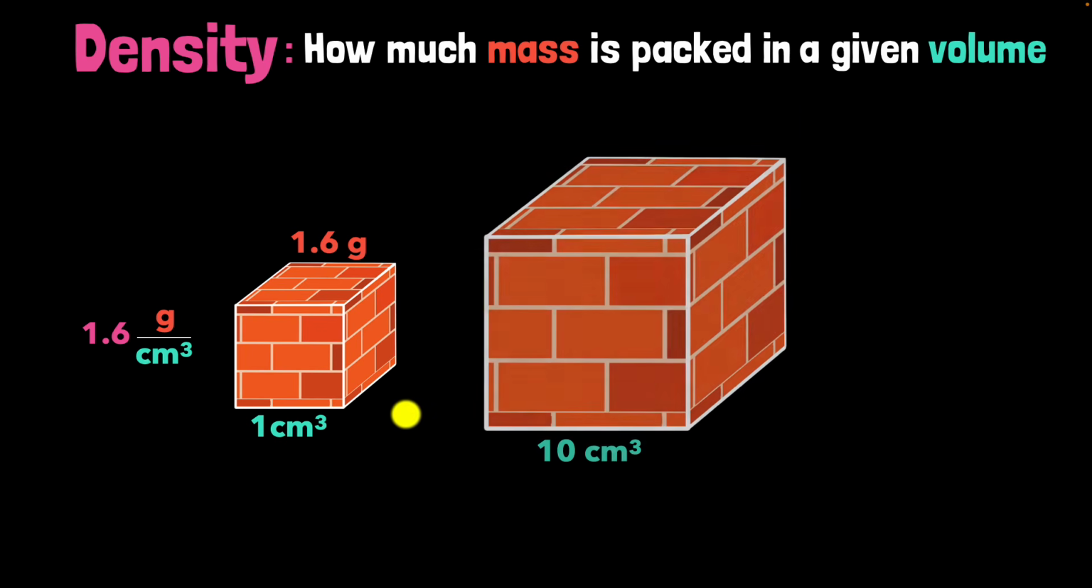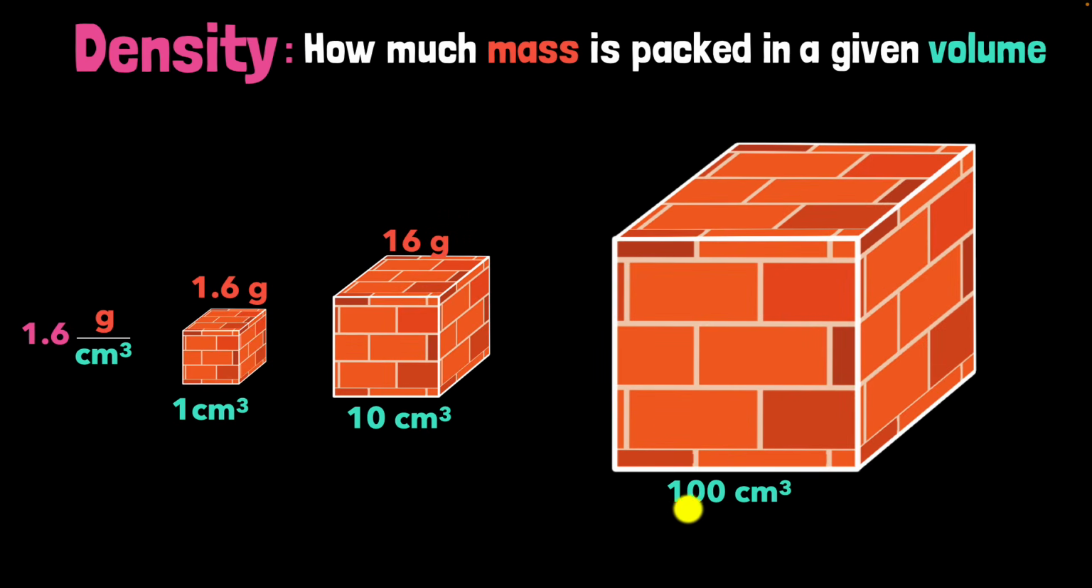What if I had 10 centimeter cube of the same bricks, same density? What would be its mass? Can you pause and think about it? All right. Since each cm cube has a mass of 1.6 grams, if I have 10 cm cubes, 10 times as much, then the mass will also be 10 times as much. So it'll be 10 times 1.6, which is 16 grams. Does that make sense? And if I had, for example, 100 cm cube of the bricks, then its mass would be 100 times more, 160 grams.